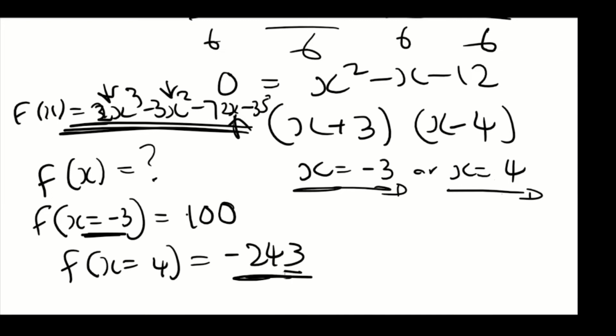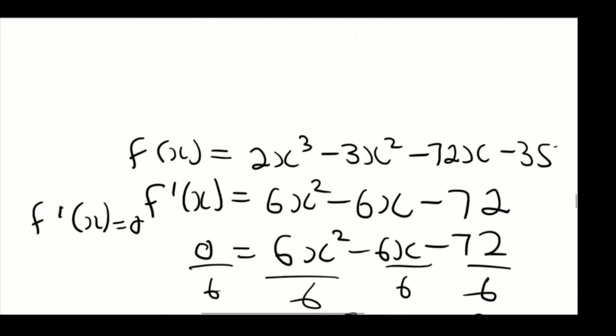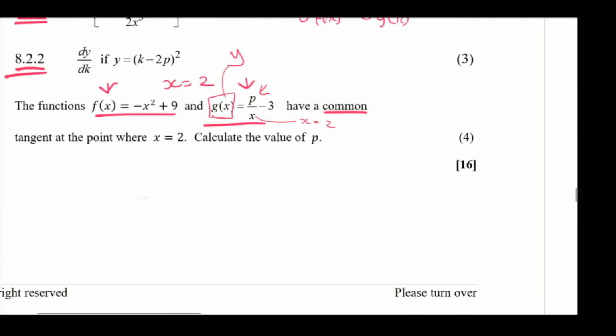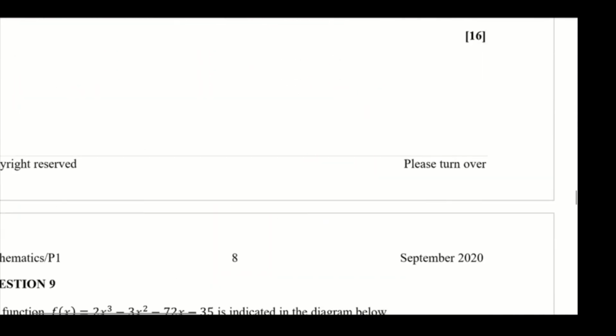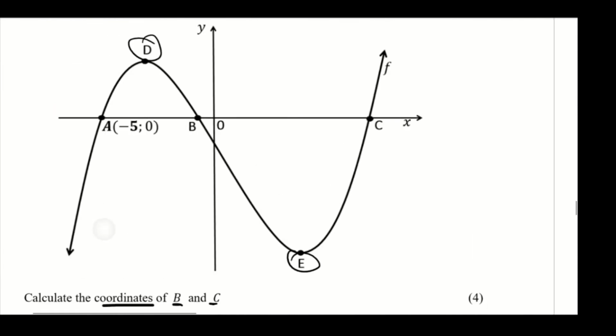So these are our coordinates of the turning points. But now we need to know which one is the coordinate for D and which one is the coordinate for E. So we're just going to go to our diagram and see which one belongs to which.